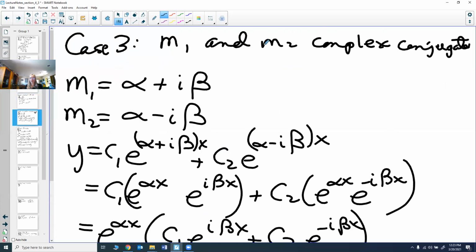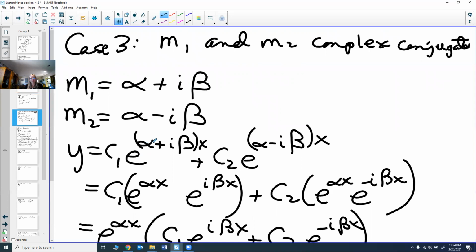Let's look at case 3, where m1 and m2 are complex conjugates. What that means is m1 is, let's say, alpha plus i beta. m2 would be alpha minus i beta, because that's what conjugates are. So we can then put that in, y is equal to c1 e to the alpha plus i beta x, and plus c2 e to the alpha minus i beta x. So there's my solutions as before. But this isn't very pretty, and mathematicians like things that are pretty. This isn't very elegant as my solution. So let's just see what we can do with this.